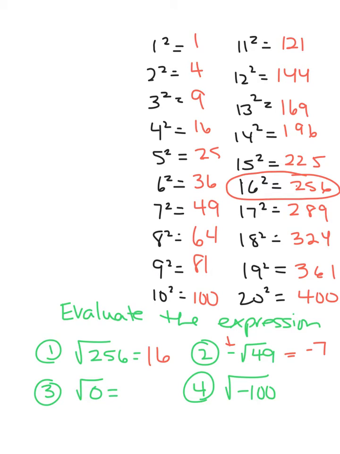In number 3, we have the square root of 0. And 0 times 0 is 0, so that'll be our answer for number 3. In number 4, again, we have a negative radicand, negative 100. So again, we're going to say that this answer is no real solution. The reason we say no real solution is that when you get to different algebraic concepts, usually in Algebra 2, we use imaginary numbers.